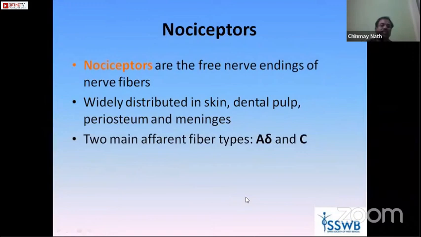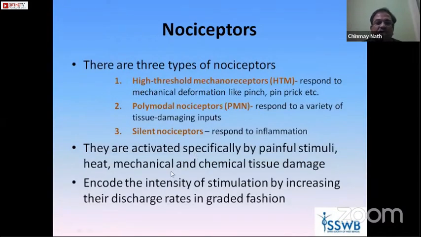Now coming to the receptors, first I will discuss the nociceptors. Nociceptors are the free nerve endings of the nerve fibers. They are widely distributed in skin, dental pulp, periosteum and meninges. There are two main afferent fibers generated from the nociceptor: A delta and C fibers. There are three types of nociceptors: high threshold mechanoreceptors like HTM receptors, polymodal nociceptors, PMN receptors, or silent nociceptors, which respond to stimulation. They are activated specifically with painful stimuli, heat, mechanical or chemical tissue damage.